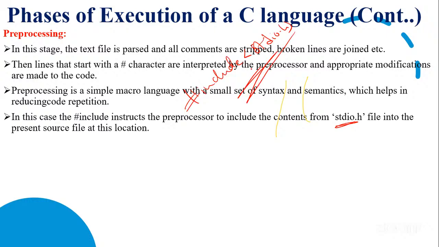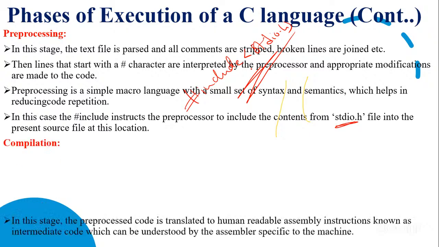That hash include means we are including the standard input output header file, which will have functions like printf and scanf. You are going to learn about them in the upcoming classes. Std means standard, io means input output, .h indicates the header file. This stdio.h will have the clear instructions, rules and regulations about all the input and output functions used in a C program. So every C program will have hash include stdio.h.